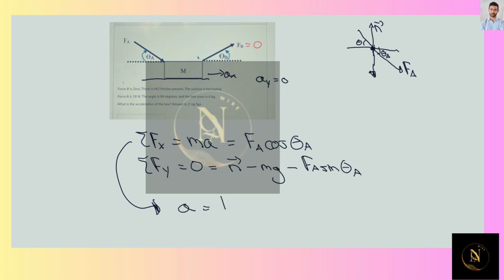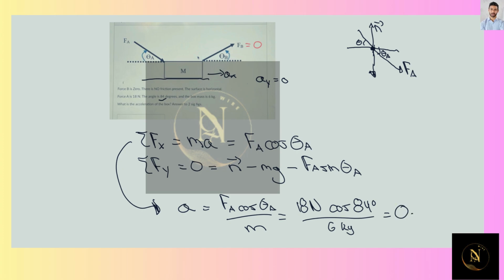The acceleration would be equal to the force on A times cosine of theta A divided by the mass. This is going to be 18 newtons times cosine of the angle, which is 84 degrees, divided by the mass of the object, which is 6 kilograms. The value of acceleration, up to two significant digits, is 0.31 meters per second squared. So 0.31 meters per second squared.